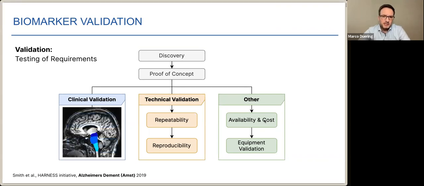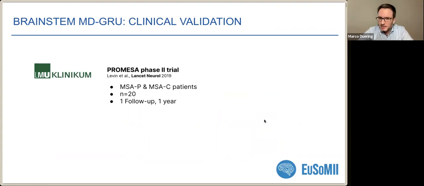And we did here carefully select a patient sample that allows us to formulate meaningful requirements. This is the PROMESA phase 2 trial. The principal investigator was Johannes Levin from LMU Munich. Of course, if you want to study atrophy, we need longitudinal data. So this was baseline and 1-year follow-up data. And it's only 20 patients, but that's because it was quite a really special sample of patients. It's patients with multiple system atrophy, either the pontine or the cerebellar variant.